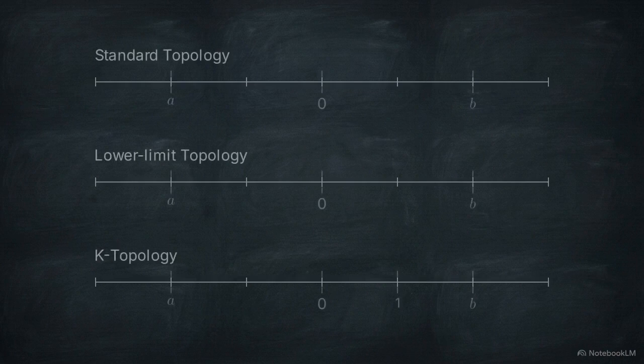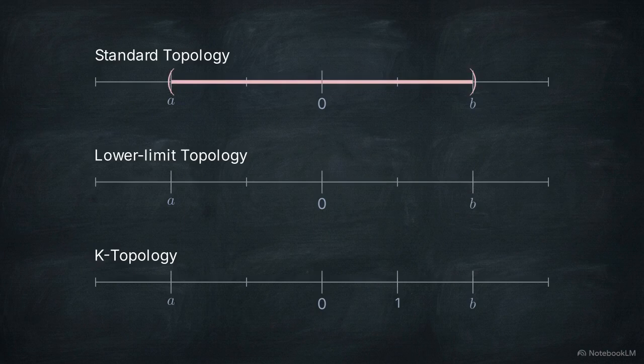The ultimate testing ground is the real number line. First, we have the standard topology. As this diagram shows, it is generated by a simple basis of standard open intervals between 2 points, A and B. Next is a strange competitor, the lower limit topology. This is generated by a basis of half-open intervals that strictly include the starting point, but not the end point.